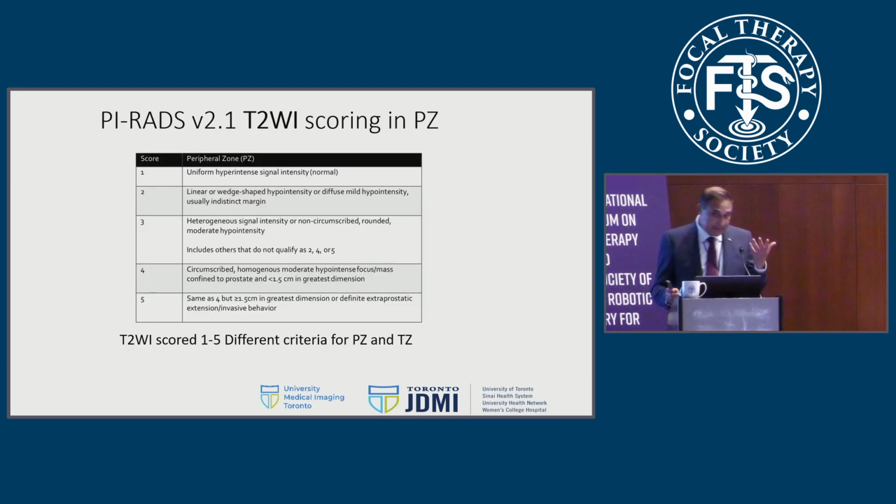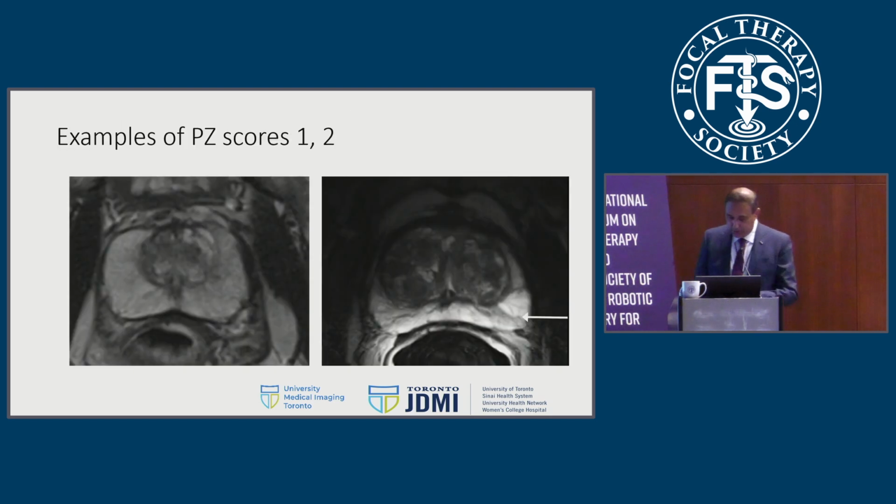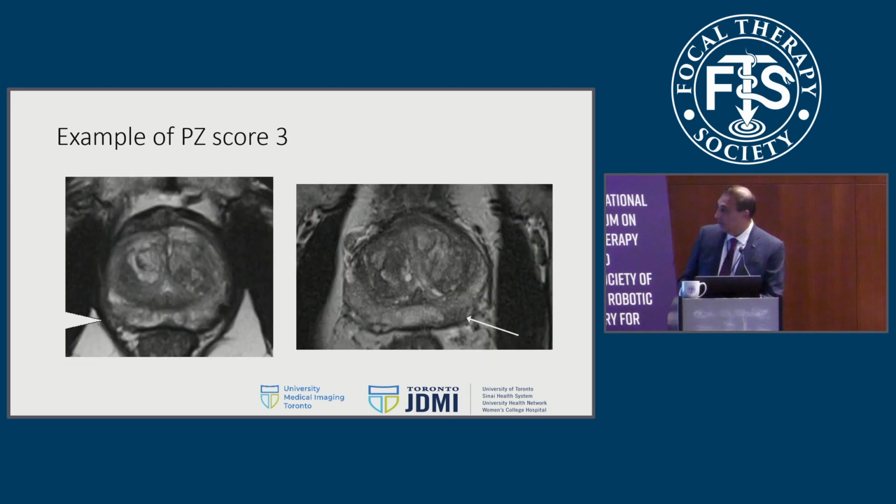So there's a scoring system we have in place in PI-RADS. There's a separate T2 scoring for the PZ as compared to the transition zone, and I'll show you some examples here. So this would be in the peripheral zone for T2, a score of 1, uniformly hyperintense. Here you see some linear bands, wedge-shaped. This would be a score of 2. These are somewhat rounded, not circumscribed, moderately hyperintense. This I would give a score of 3 on the T2-weighted image, just a few examples here.